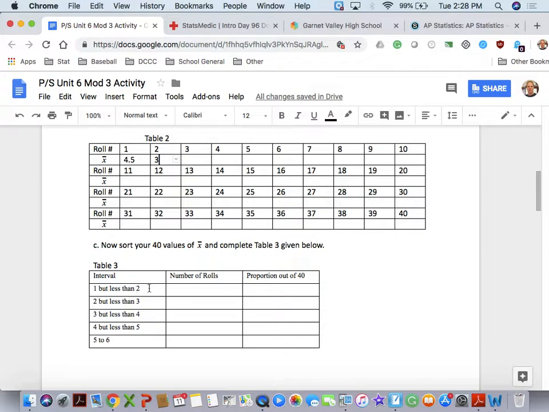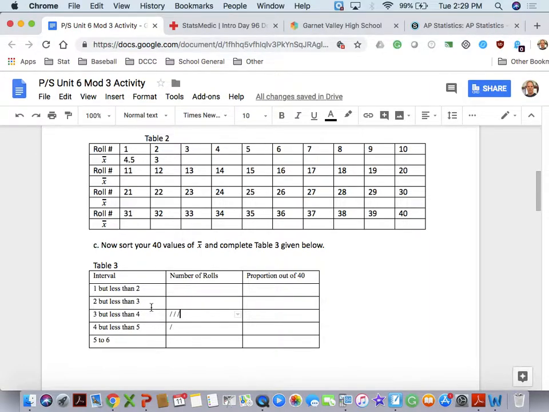1, but less than 2. So how many of them are 1? Any number like 1.4, 1.5, I write down here. So what are my first two? 4.5. So that is 4 but less than 5. So I just put a slash in there. And then, all right, where's the next one? 3. It says 3 but less than 4. So I put a slash in there. And then I keep going and I fill in all these, and I get a bunch of dashes here, there.